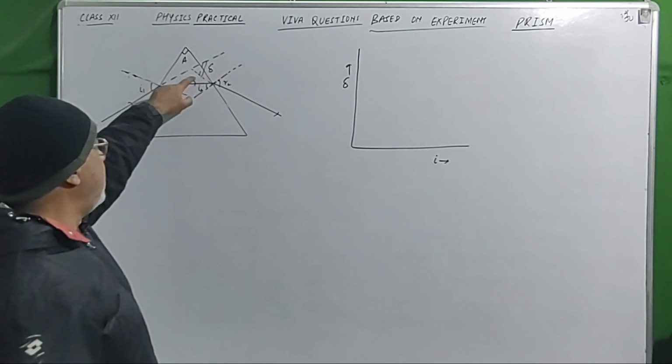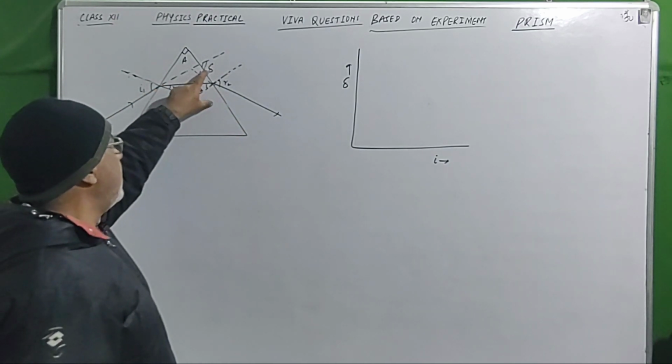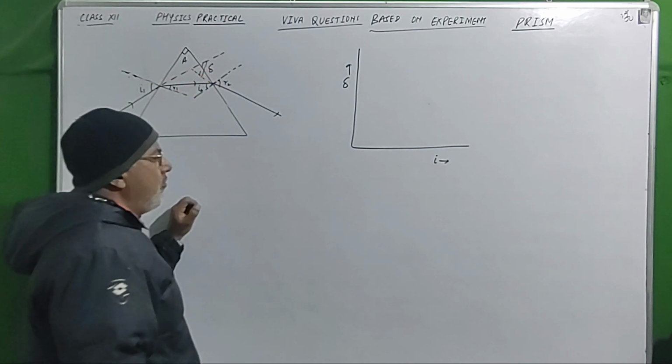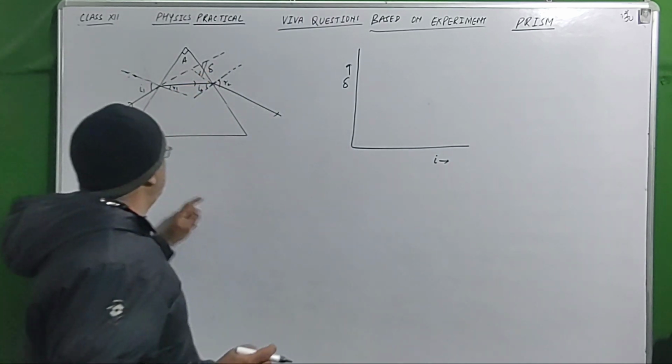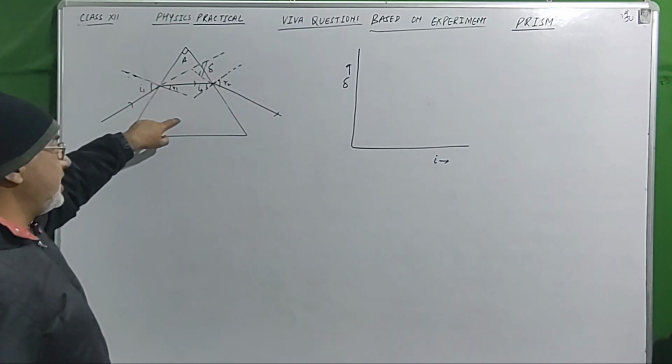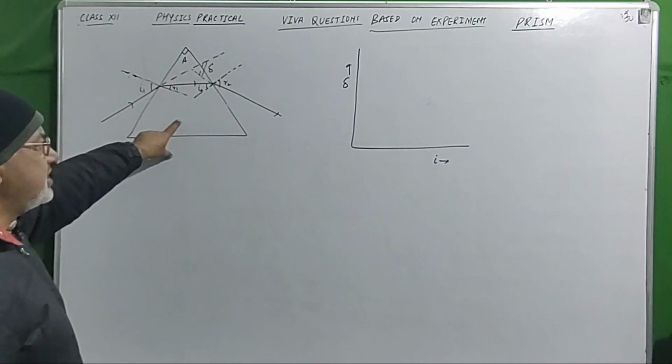If we extend the emergent ray backward and the incident ray forward, then the angle which is formed, what we call it, is the angle of deviation. On what factors does the angle of deviation depend? It depends on the angle of incidence, the angle of prism, and the material of the prism, meaning its refractive index.